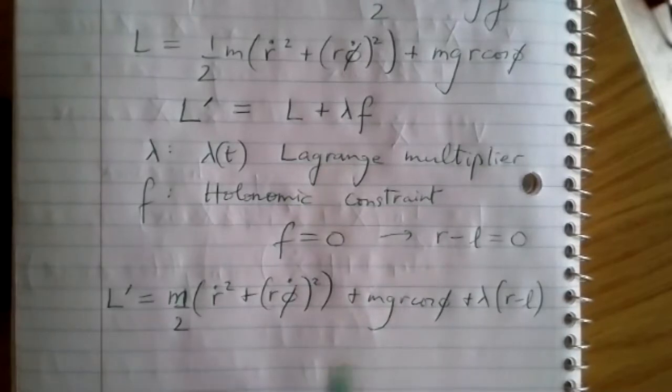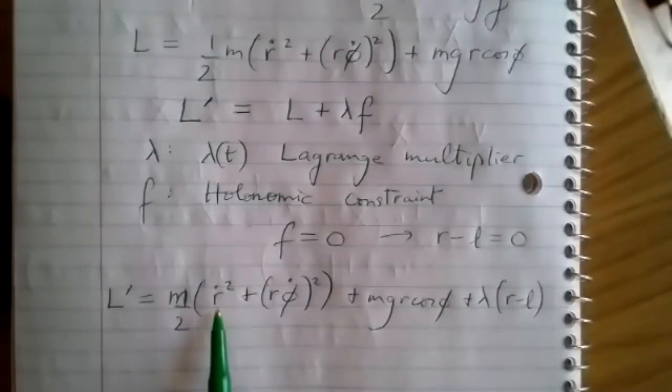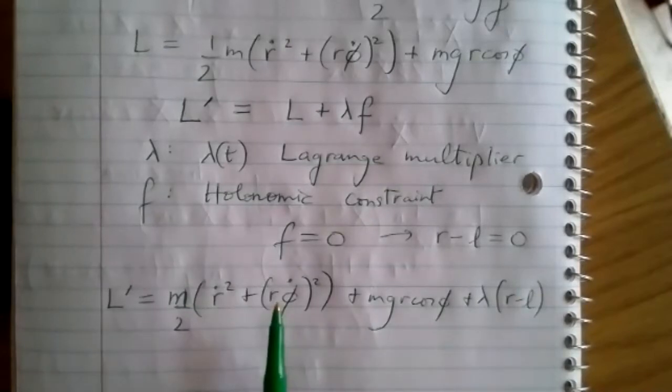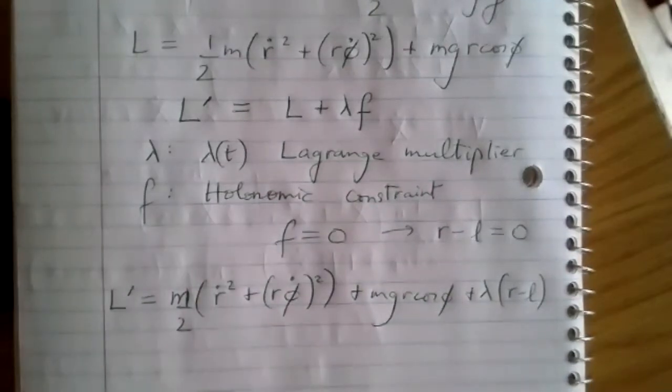Okay, so now we have two generalized coordinates. We have r and phi now, and we also have the constraint equation. So we're going to have three equations, and we have essentially three unknowns. We have r as a function of time, phi as a function of time, and lambda as a function of time. So let's see what we get.